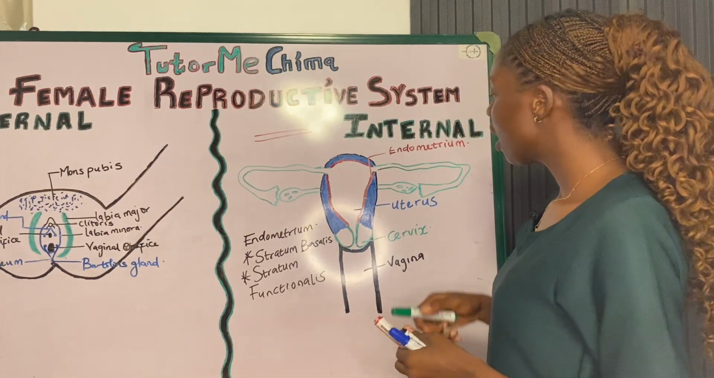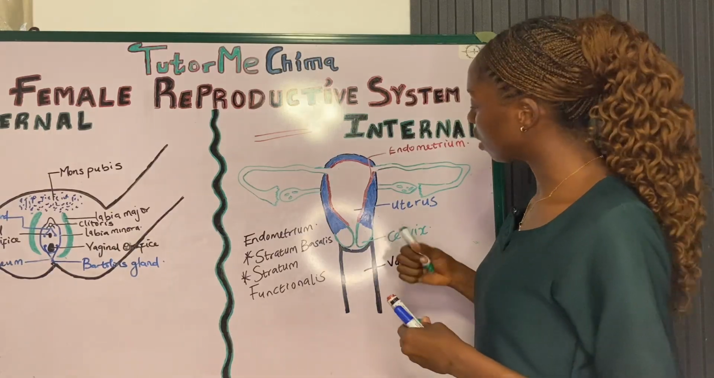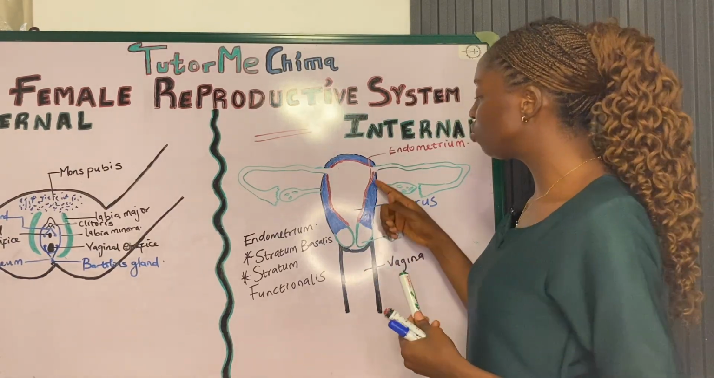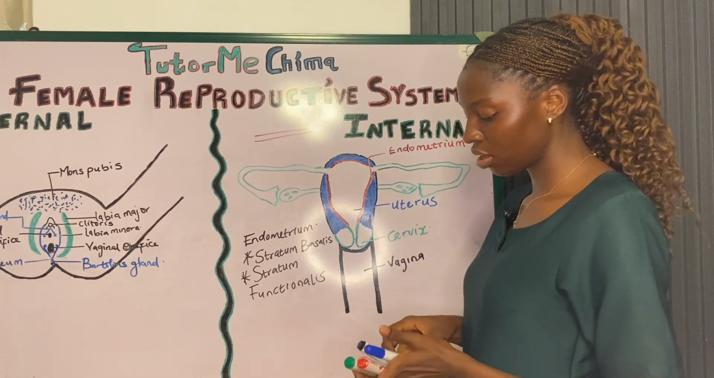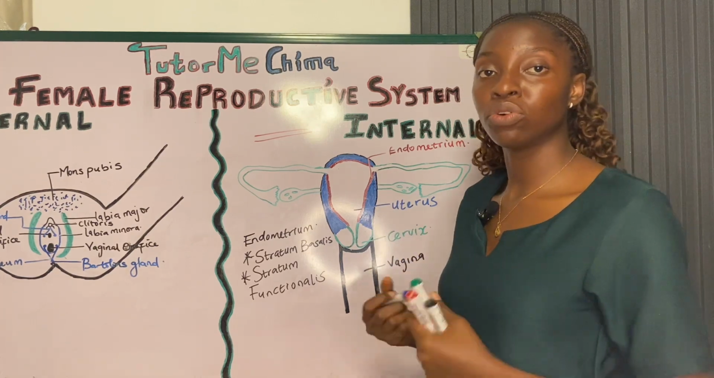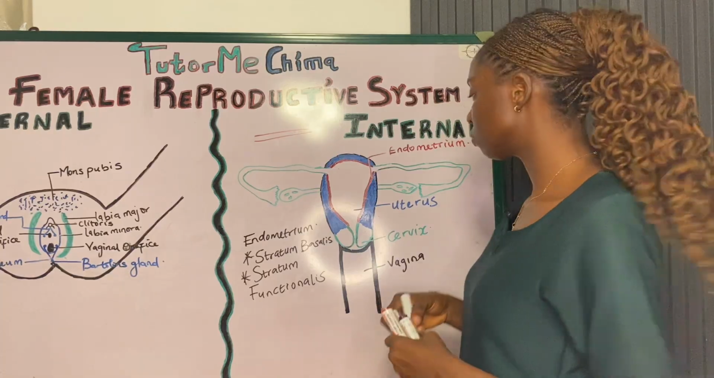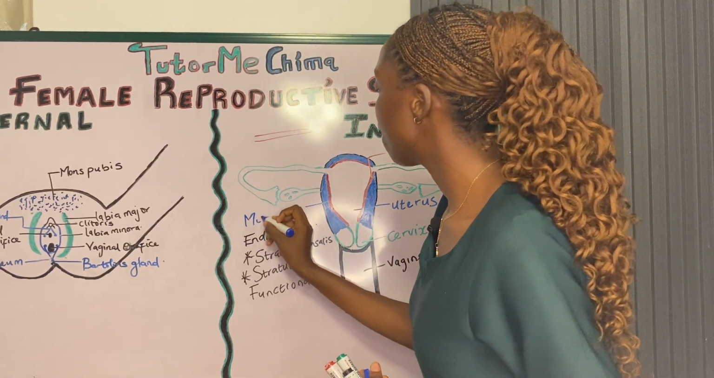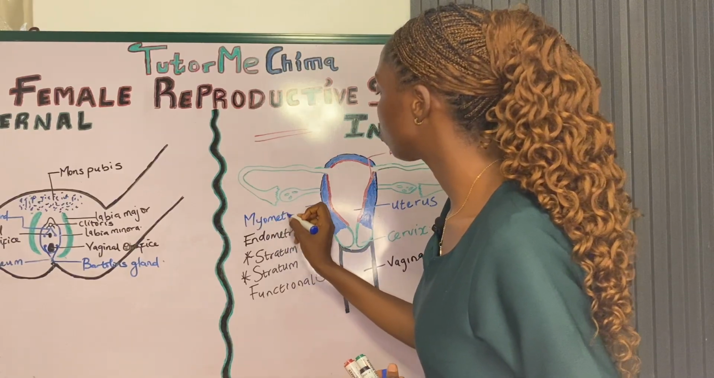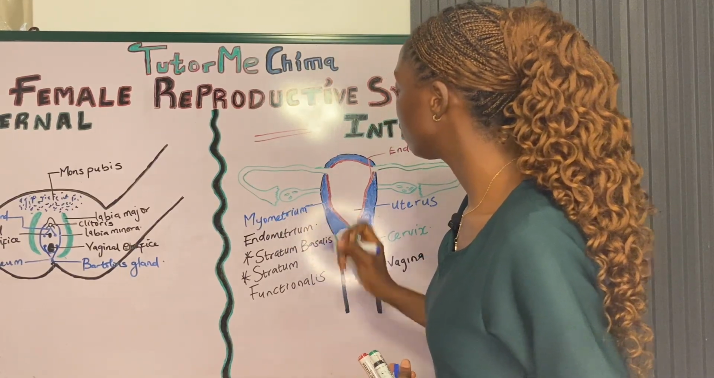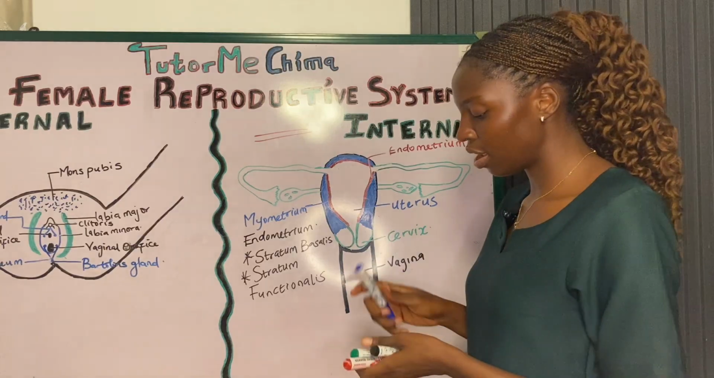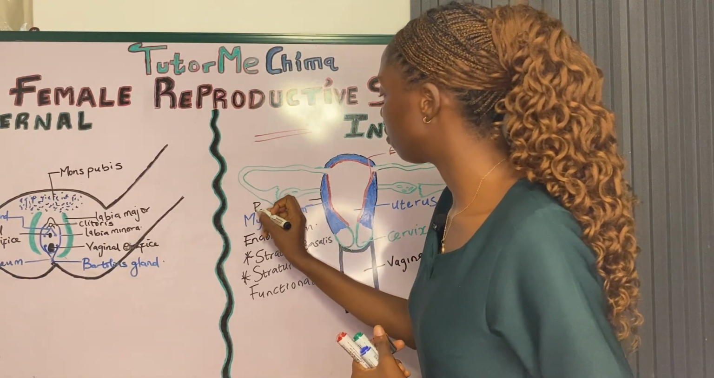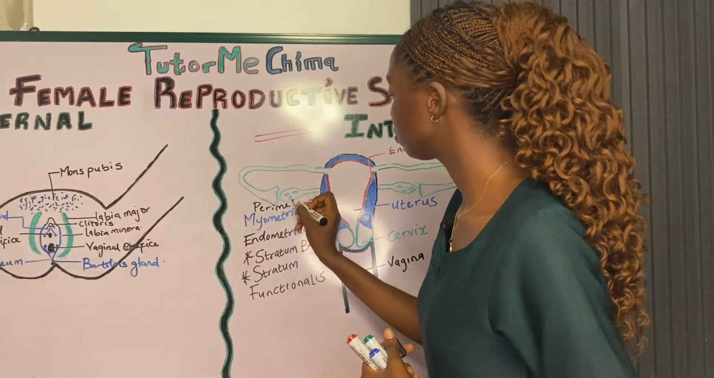Okay, and from the uterus, I've talked about the first layer, the endometrium. Now you can see this blue layer here that is very thick is actually the muscle layer called the myometrium. Yes, the uterus has a middle layer called the myometrium. Okay, then the outer layer is called the perimetrium. That is the perimetrium.